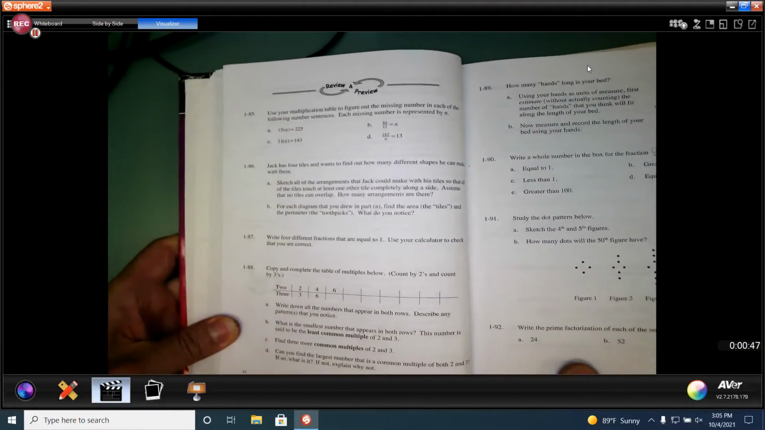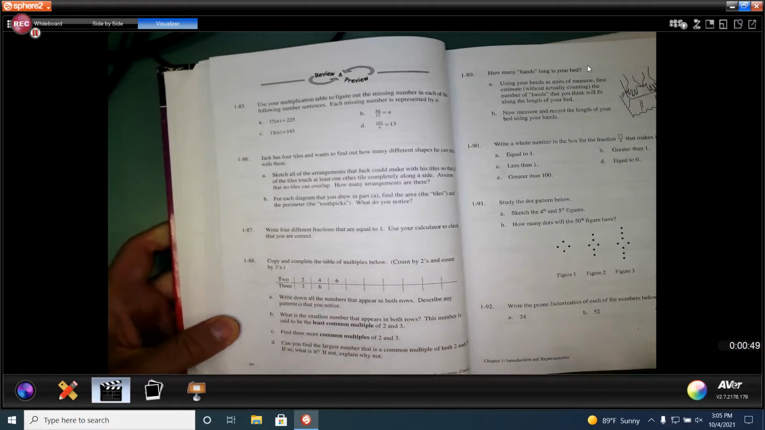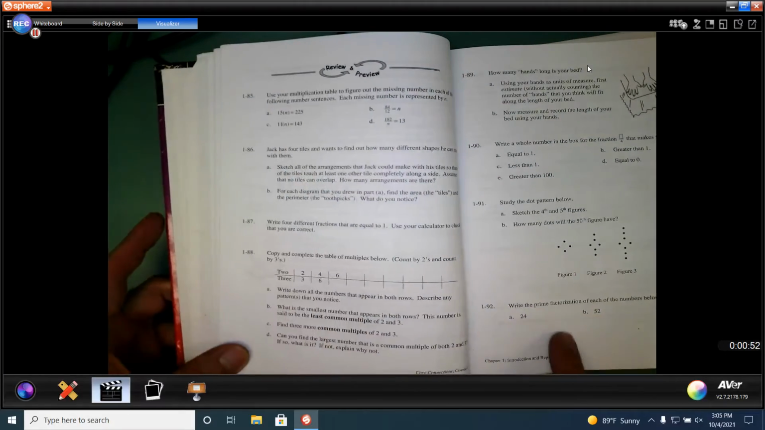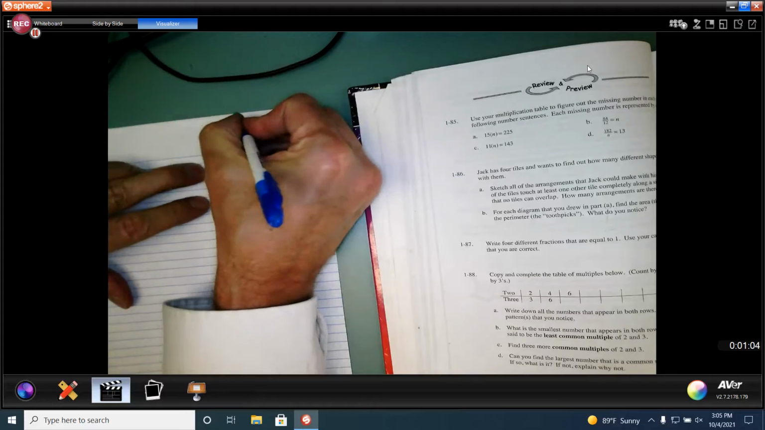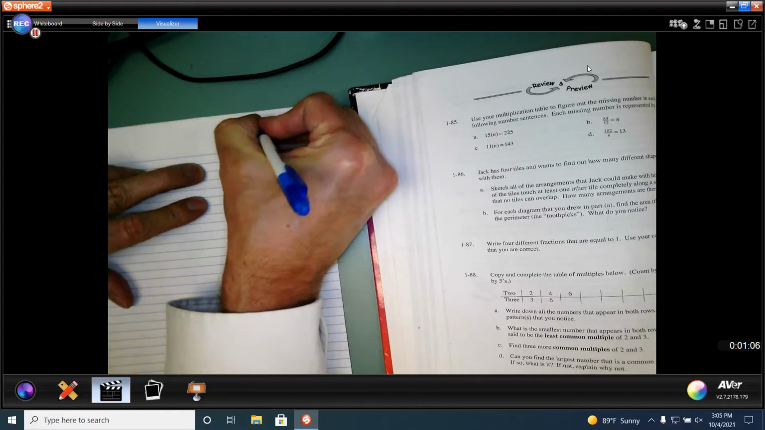We always do the review and preview, which looks like it's starting over here on page 44. Quite a few problems on that, 1-85 all the way to 1-92. So that's what we want to include as part of our heading, remember? I want to include the problem numbers. So go ahead and put the heading in there.